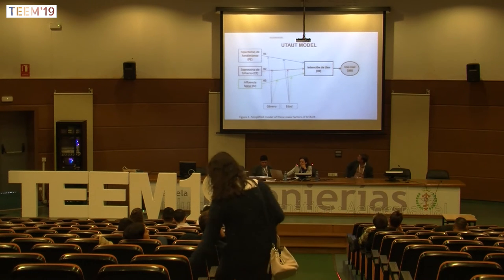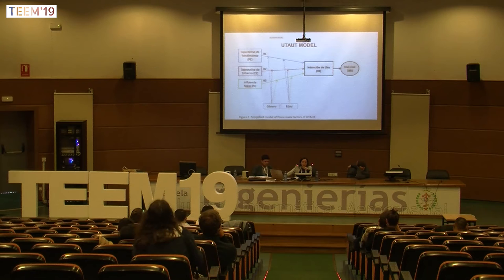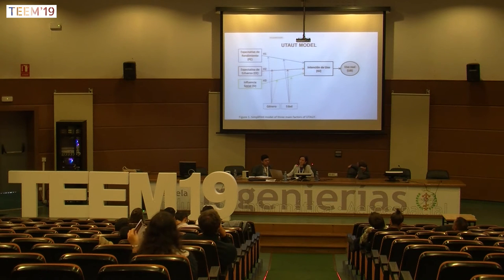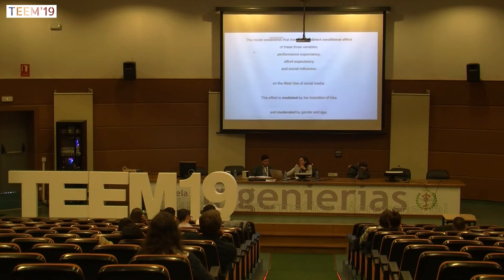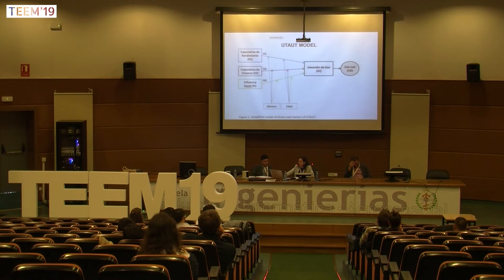This is a simplified model of three factors: performance expectancy, effort expectancy, and social influence. This is the model we use for this study, with intention of use as mediator, real use as outcome, and gender and age as moderators. The model says there is an indirect conditional effect of these variables on the real use of social media, mediated by intention of use and moderated by gender and age. In this model, we have three hypotheses, one for each variable.